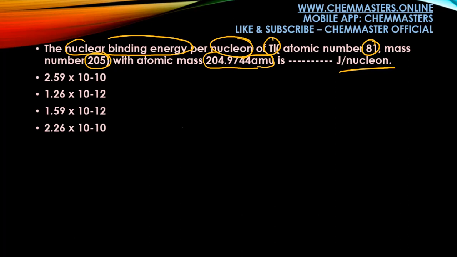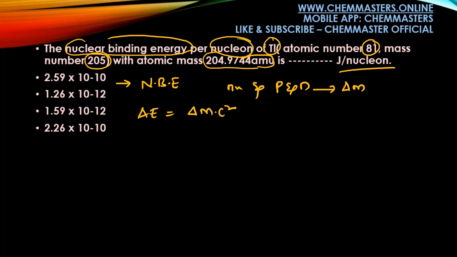Now, to calculate nuclear binding energy, we first determine the difference between the mass of the nucleus and the mass of all protons and neutrons, which gives us the mass defect. Then we can apply Einstein's mass-energy relationship, that is delta E equals delta M into C square.